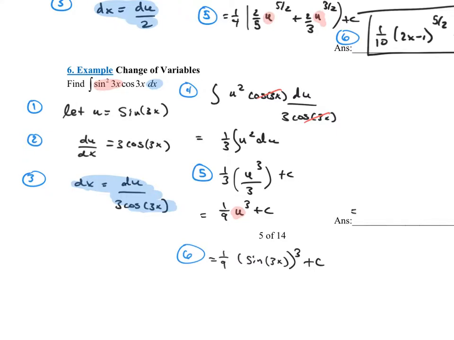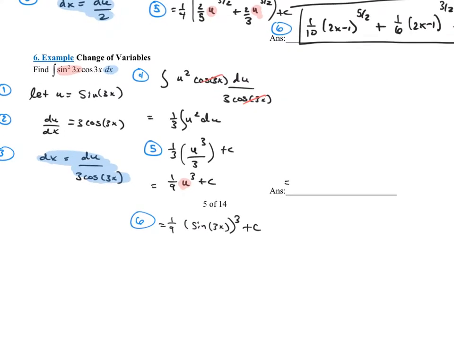Or you probably see it written, if we want to use the same notation as the book, it would be 1/9 sine cubed of 3x plus c. So it depends. Either of those notations, perfectly fine. You're getting full credit either way, but that's what it is right there.